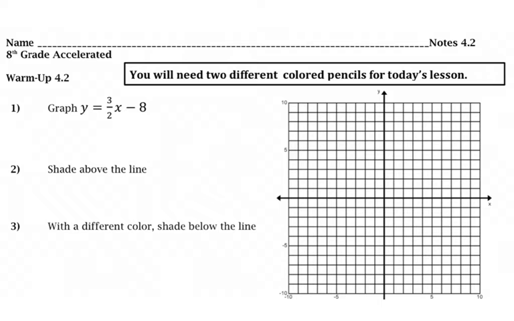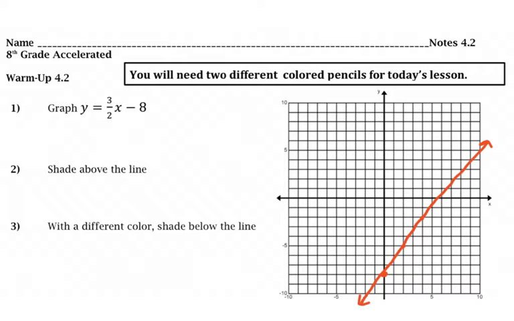Okay, for the warm-up, you are supposed to graph the line y equals 3/2 x minus 8. So you're going to start at the y-intercept at -8. You're going to go up 3 and over 2, and you're going to graph that line. And so with a straight edge, you have this line, red. Okay, and then it says shade above the line.